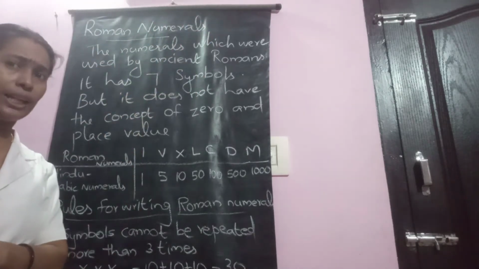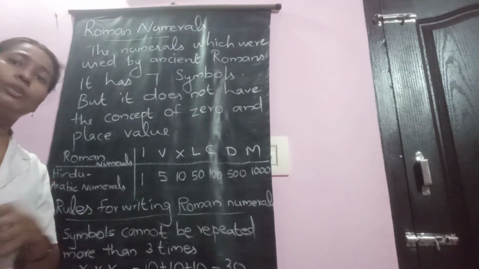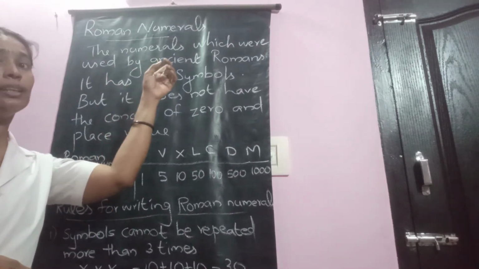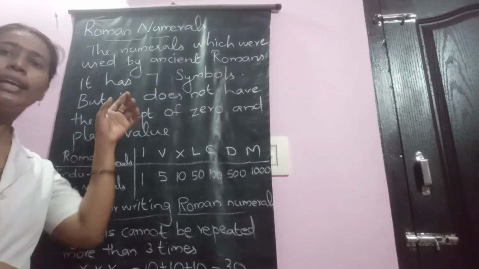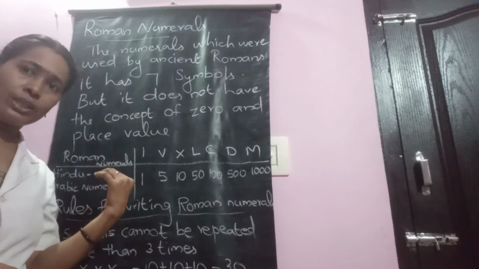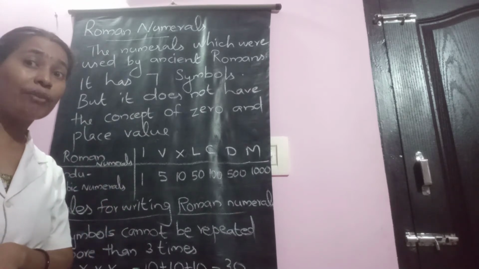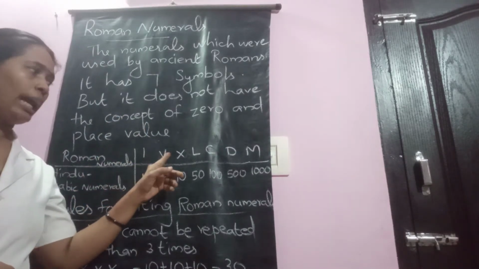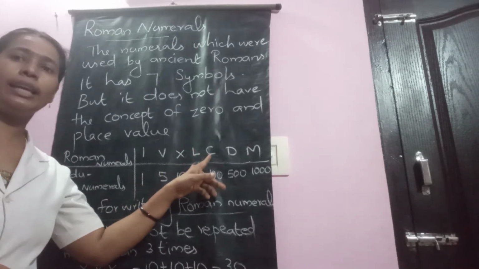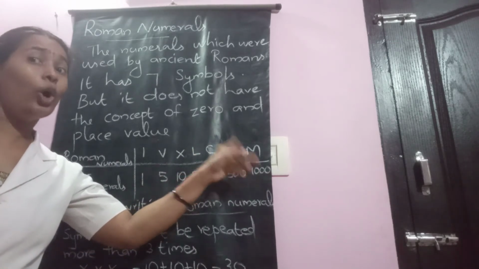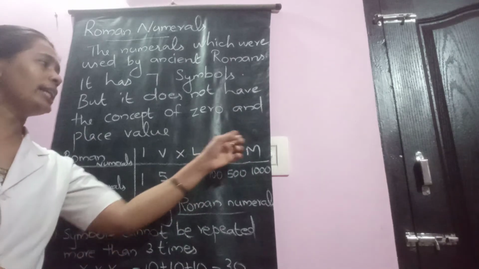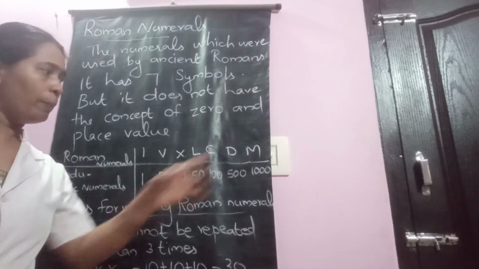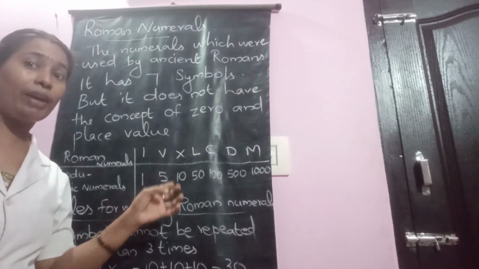What are Roman numerals? The numeral system which was used by ancient Romans. That's why they are known as Roman numerals. In this system, they use some symbols. There are 7 symbols, denoted by I, V, X, L, C, D, M. M or K is also possible. Nowadays, instead of M, the letter K is also used. Both are the same actually. So, there are 7 symbols.